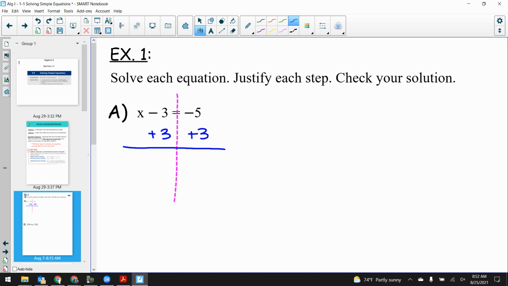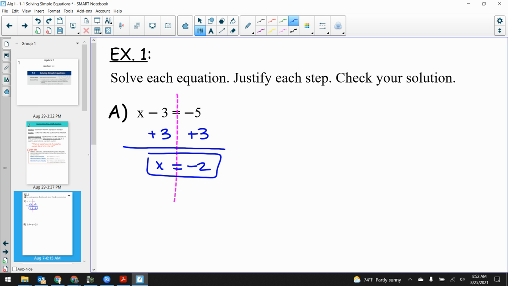Like, what happens when I take negative 3 plus 3? It cancels out, right? Leaving me with just the x on the left side. What happens on the right side? What is negative 5 plus 3? And that's my answer. That's my solution to the equation. X equals negative 2 is my solution.